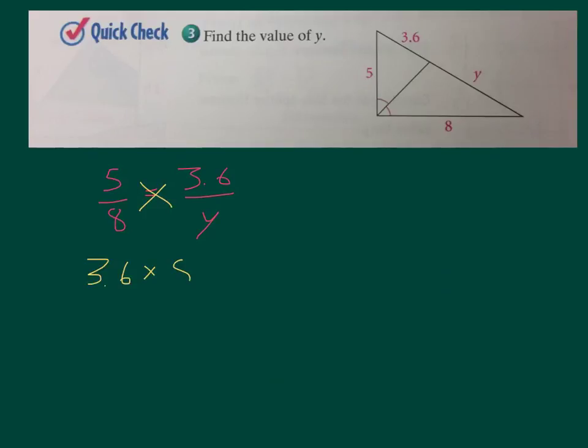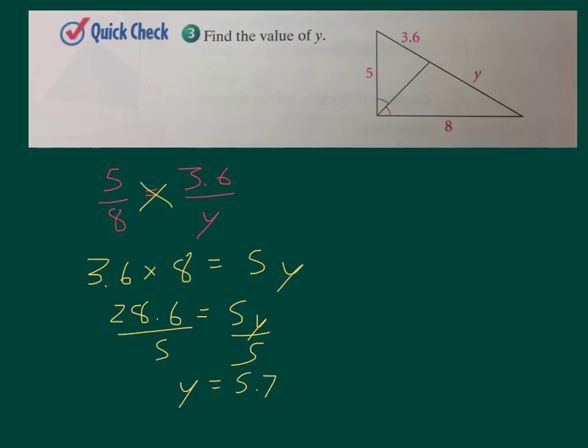3.6 times 8 has got to equal 5y. This gives us 28.8 equaling 5y. Divide both sides by 5, and you get y equals 5.76. Again, since they gave us a decimal in the problem, a decimal answer is completely acceptable.